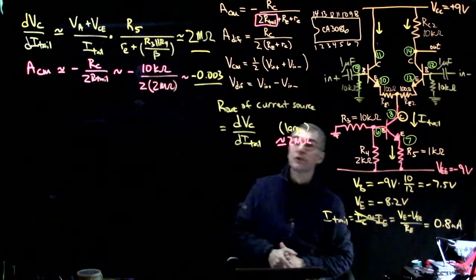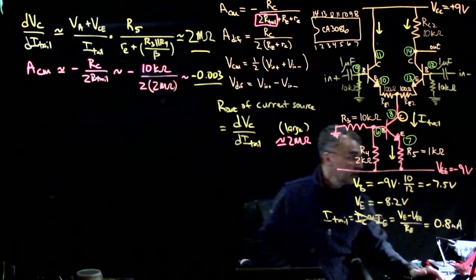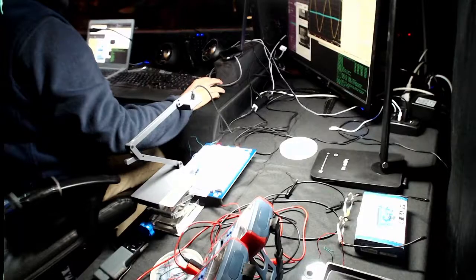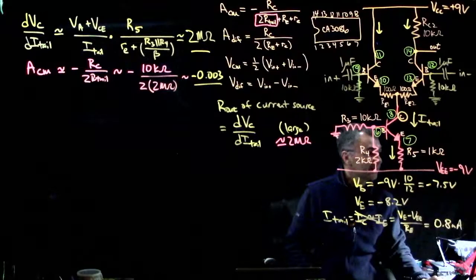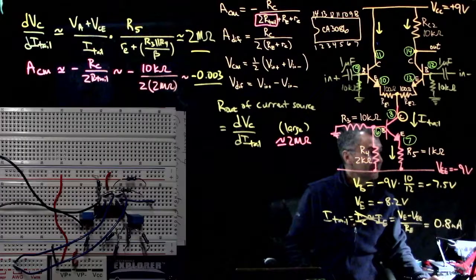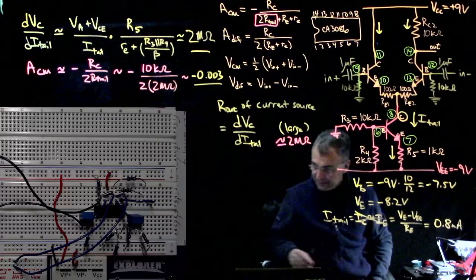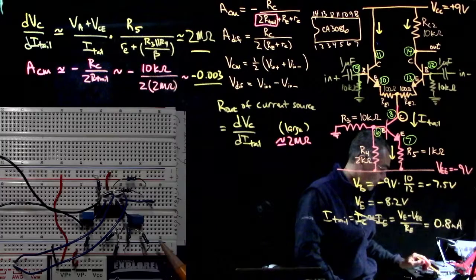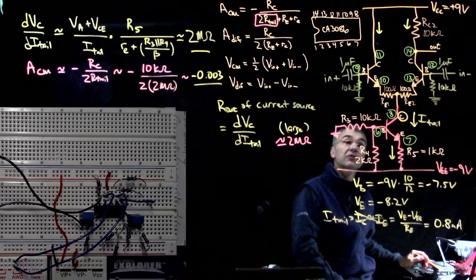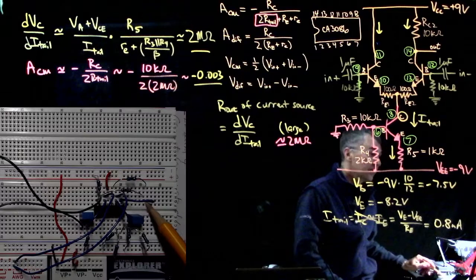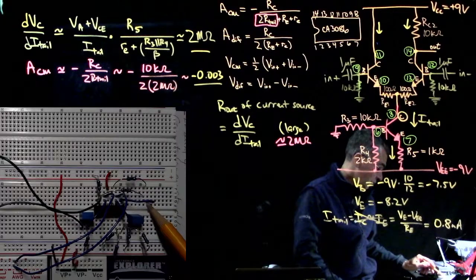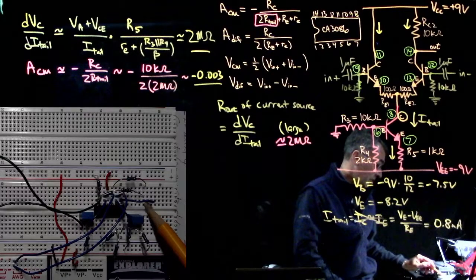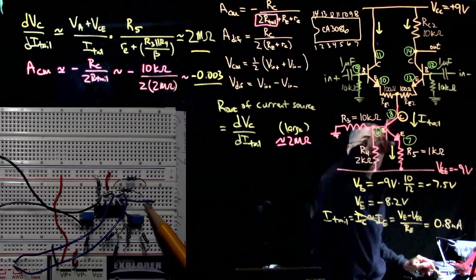Let's see if we really did that. So I built the circuit here. And what you see is the same as before. I removed the tail resistor. There used to be a tail resistor going from this point down to minus 9. Instead, now we go from that point over to pin 8.